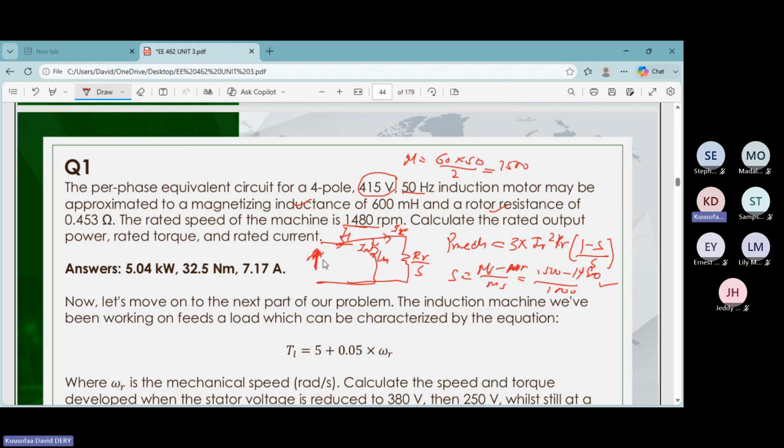Then you take the loop. If I call this VS, when you take the loop, you have VS equal to IR times RR over S. You make IR the subject, so that gives us IR equals VS multiplied by S over RR. When you divide the line voltage by √3, the slip is known, RR is known, so you know your IR. Then you substitute to get your mechanical output power. That is how you go about it. Please, any questions on the mechanical output?